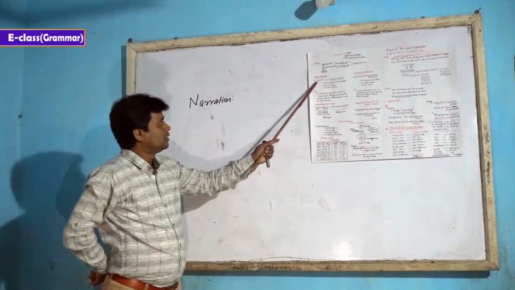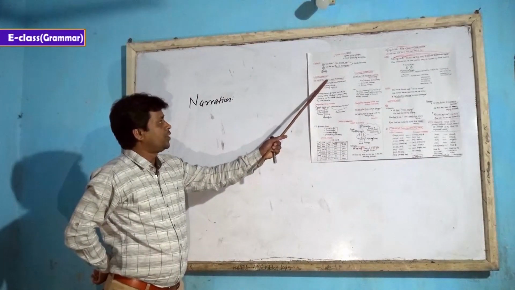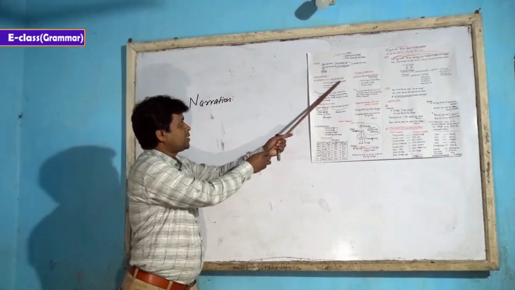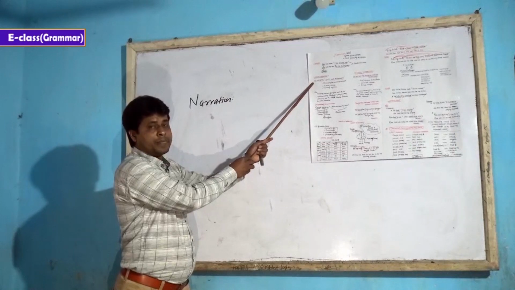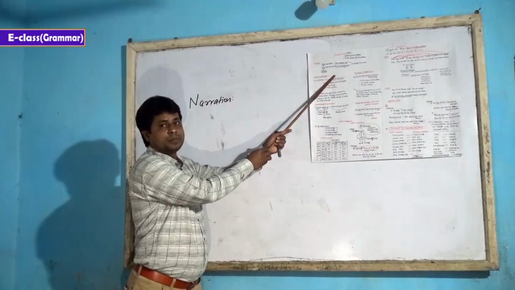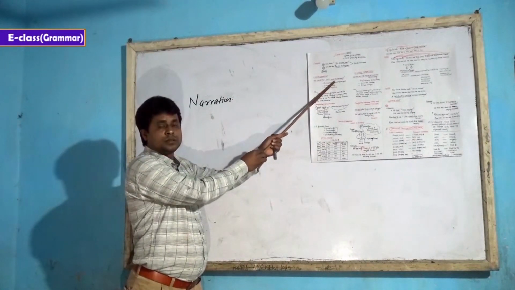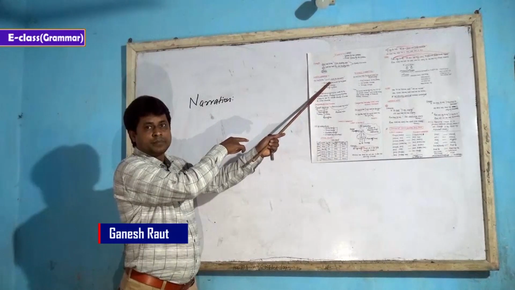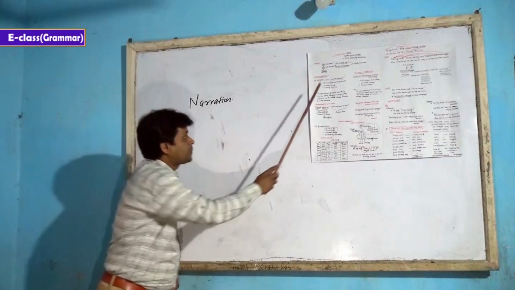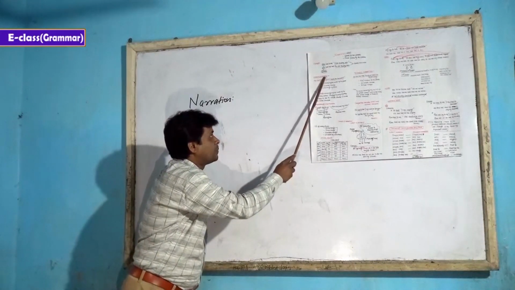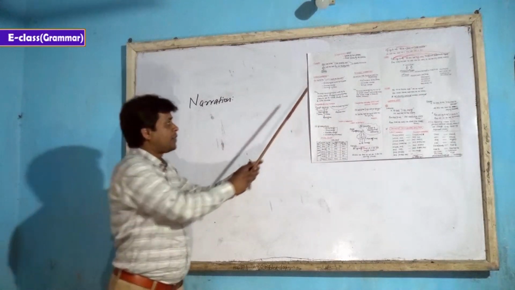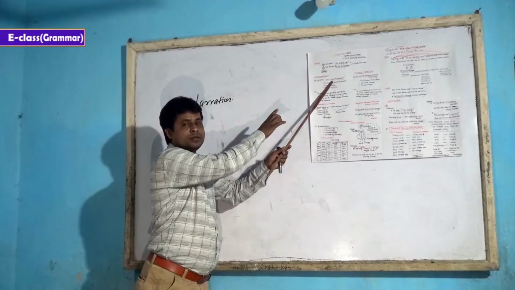Example is here. He said to her, "I will meet you tomorrow." See, this is the speech spoken by the speaker, he. I have quoted his words inside the pair of inverted commas. These are his actual words. I haven't added any words over there. Second, I have kept the speech of this speaker within a pair of inverted commas. Third, I haven't changed any words anywhere of this speaker.